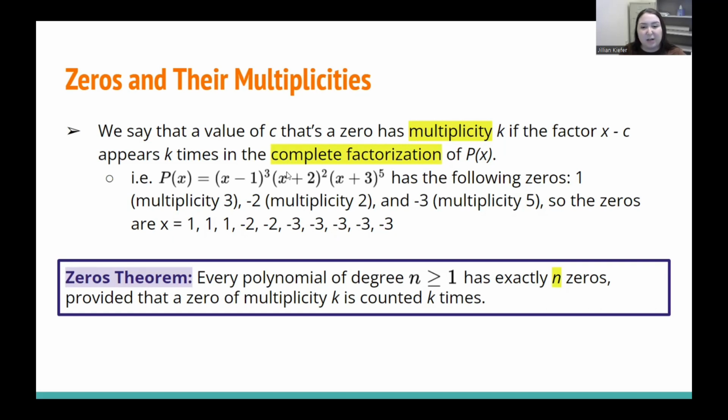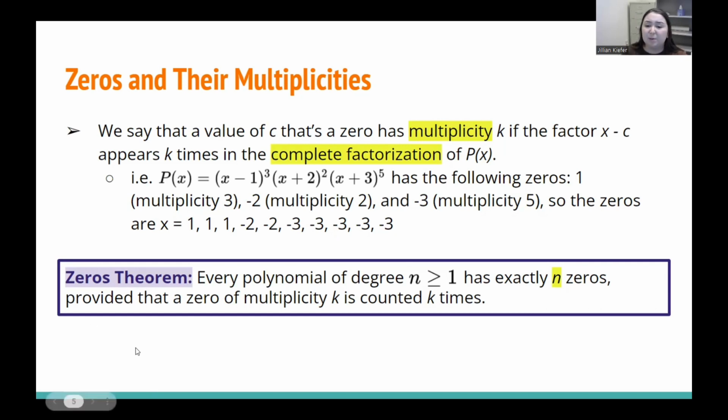Then for negative 2, it has multiplicity 2 because the exponent was 2. So since it had multiplicity 2, we had to write it twice when listing our zeros. Then lastly, negative 3 would have multiplicity 5, so we need to list it 5 times when listing our zeros. So if you have an exponent on a factor, that is going to be attributed to multiplicity. The 0 is the 0, but how many times would you write it? That's the idea of multiplicity.